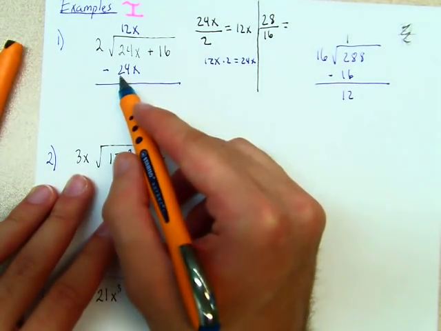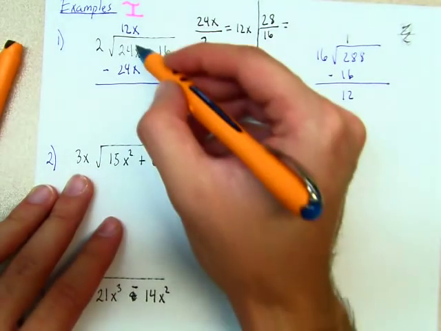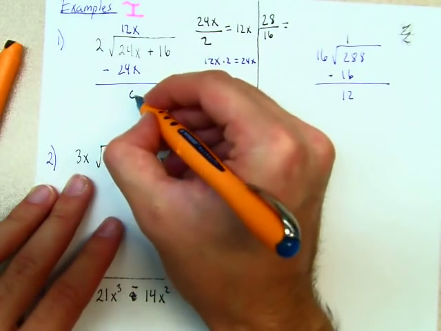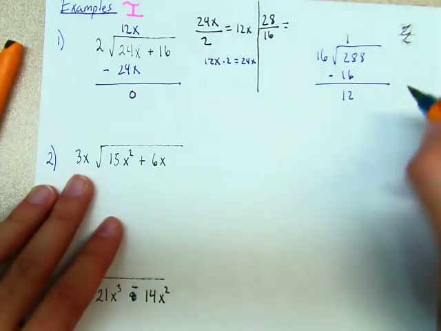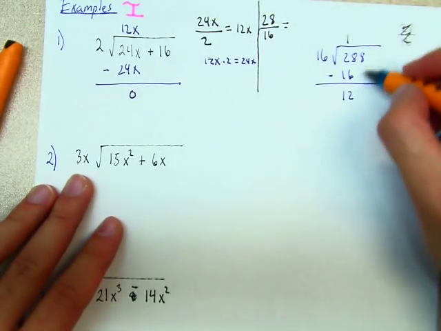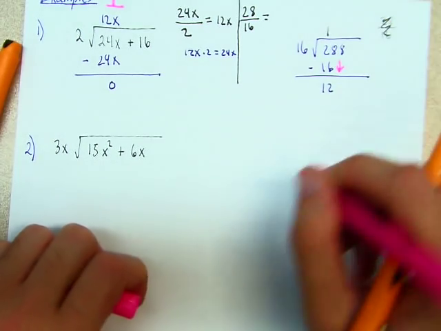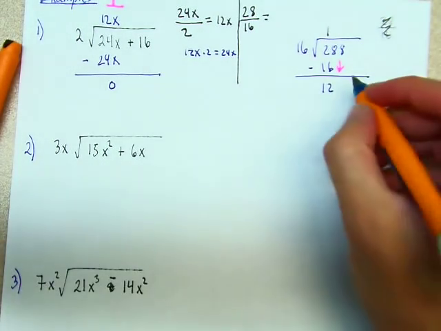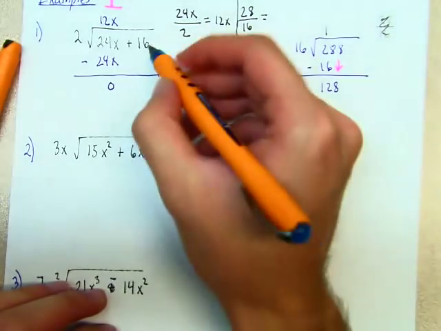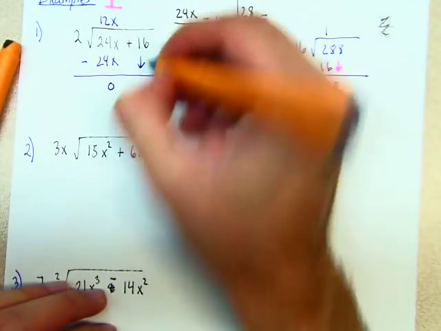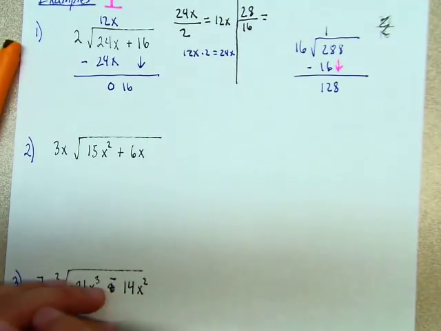What is 24x minus 24x? This is just 0. Okay? And once we finished this over here, what did we do? We brought down that 8, and you brought down that 8 over here, right? And what do you think we're going to do with this? We're going to bring it down, and this is 16, okay?